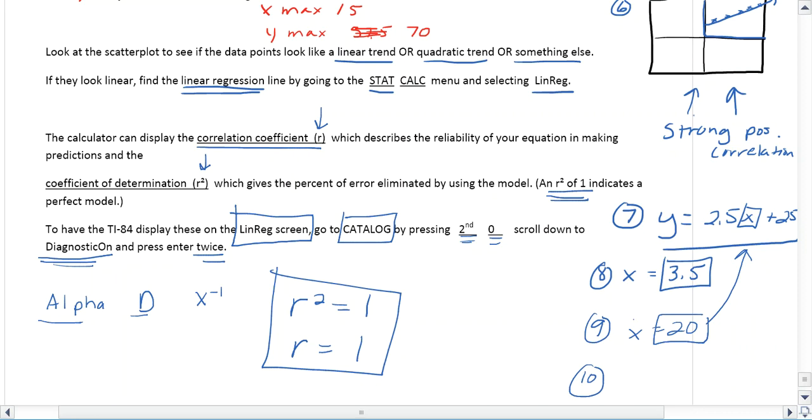The r squared is 1. So the answer to number 10, does the correlation of the data suggest predictable results? Most definitely yes.